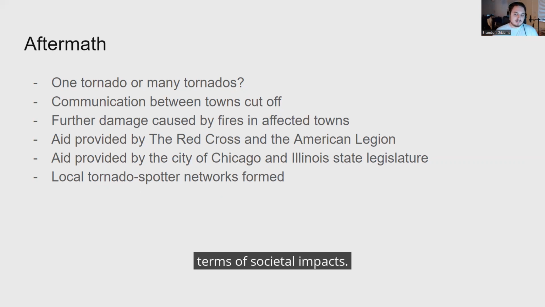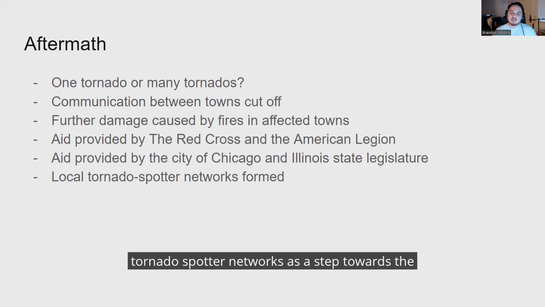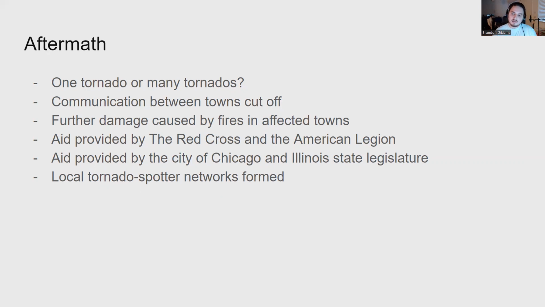In terms of societal impacts, this tornado sparked the development of local tornado spotter networks as a step toward the tornado warnings and tornado watches that we are accustomed to today.